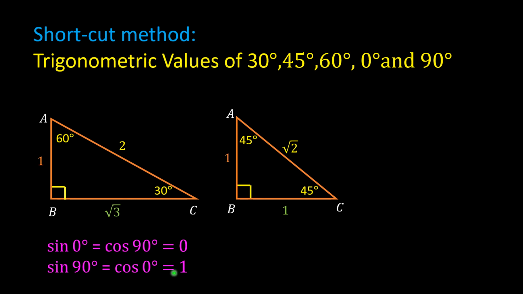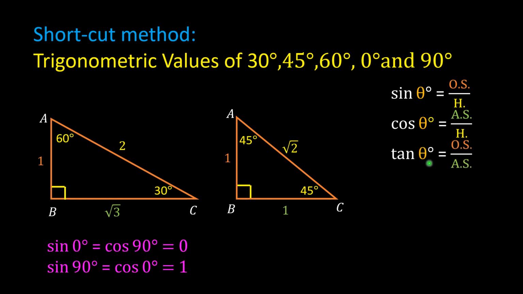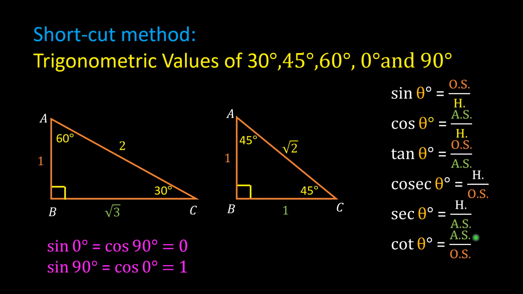But for that, we must have basic knowledge of writing trigonometric ratios, about which we have already seen, but let's again revise it. Sine theta is opposite side divided by hypotenuse. Cos theta is adjacent side divided by hypotenuse. Tan theta is opposite side divided by adjacent side. Cosec theta is hypotenuse divided by opposite side. Sec theta is hypotenuse divided by adjacent side. Cot theta is adjacent side divided by opposite side. And two more relationships: tan theta is sine theta divided by cos theta, and cot theta equals cos theta divided by sine theta.